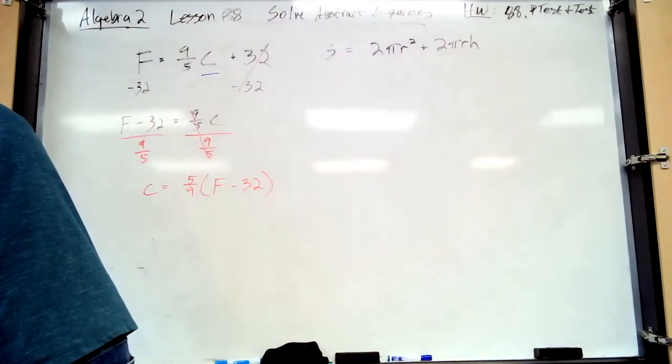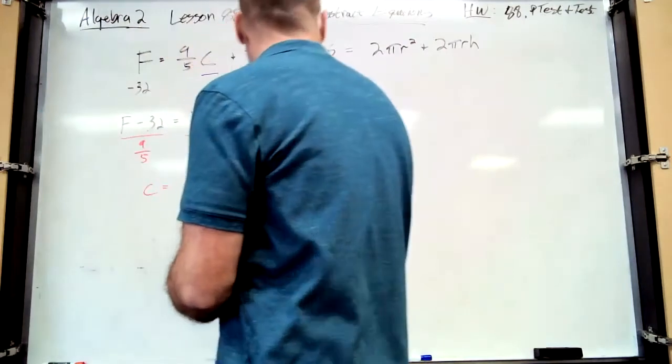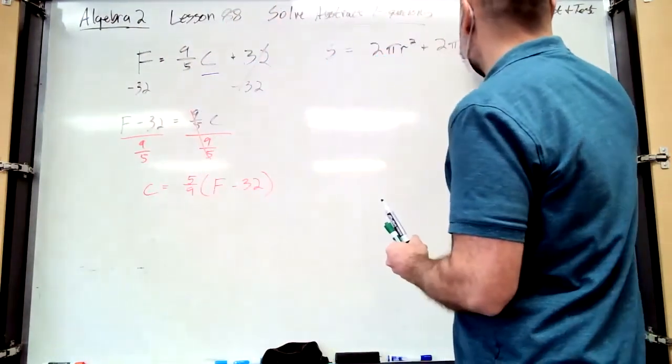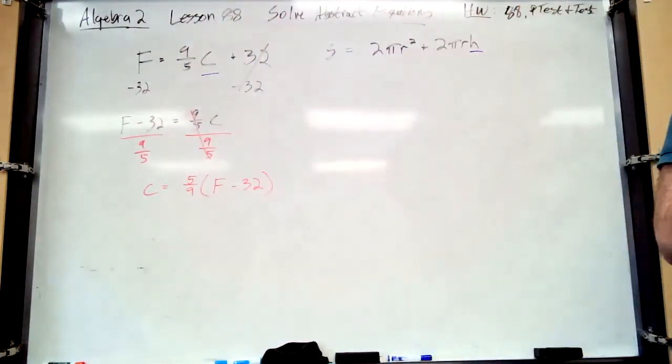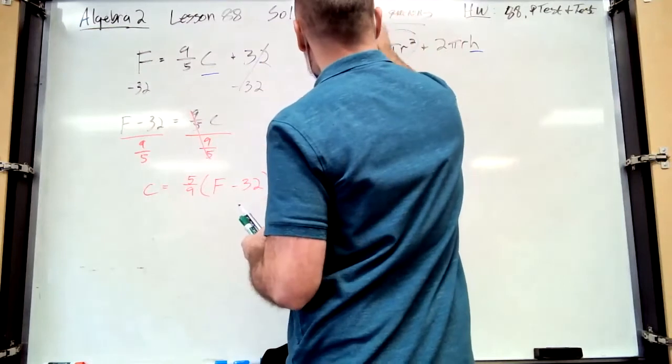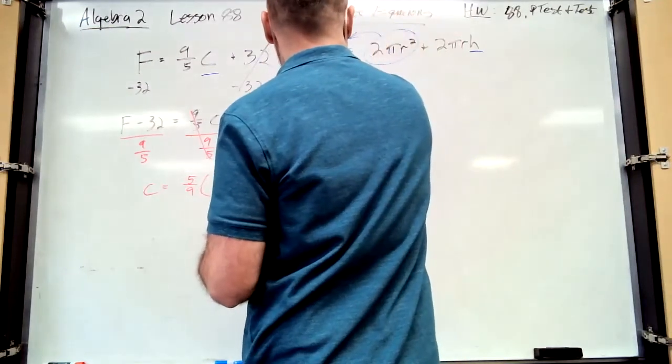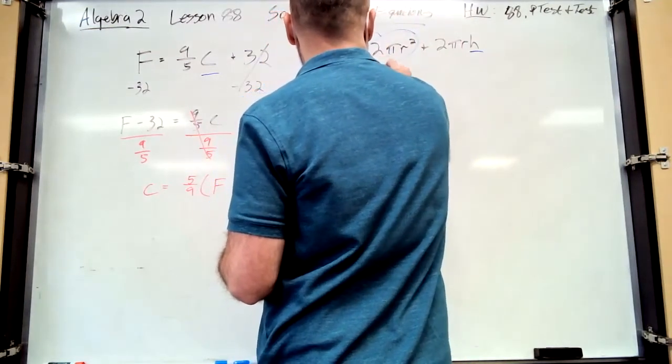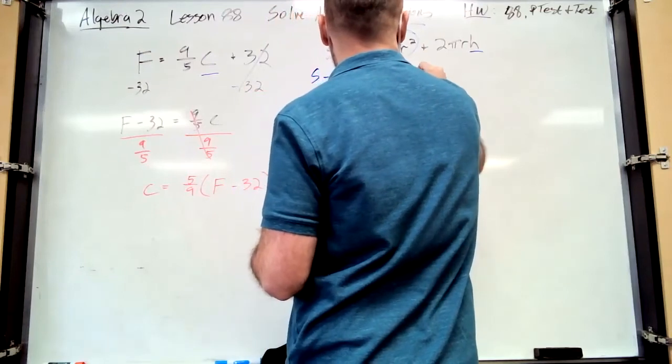So I want to solve for h. What do you want to get rid of first? Yeah, let's get rid of this other term. So this comes over here. So now we've got s minus 2 pi r squared equals 2 pi r h. Now what?